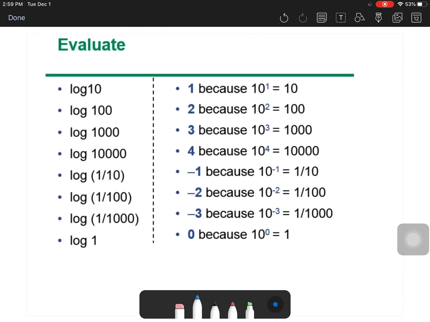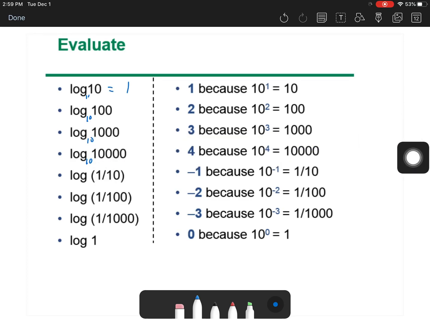So here are just some common log expressions to evaluate. The thing to think about here is that every one of these has a base 10 on it. So what you're asking yourself is, 10 to what power equals this number, and in this case 10? Well, 10 to the first power is 10, and then you go to the next one.